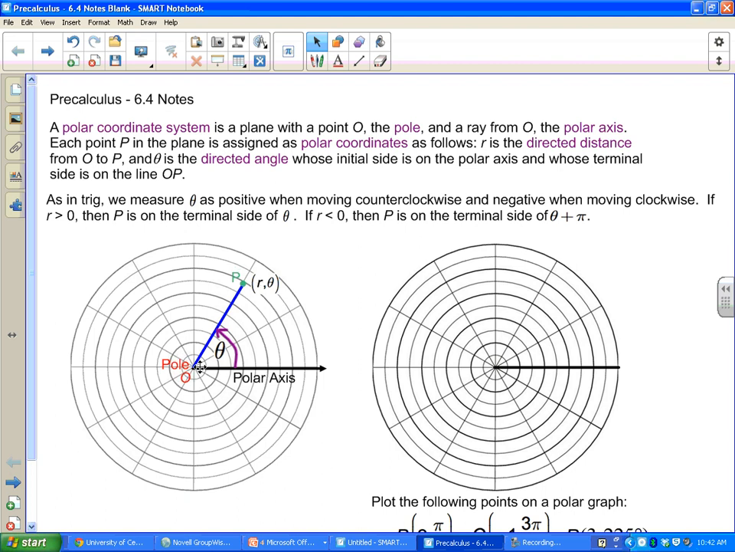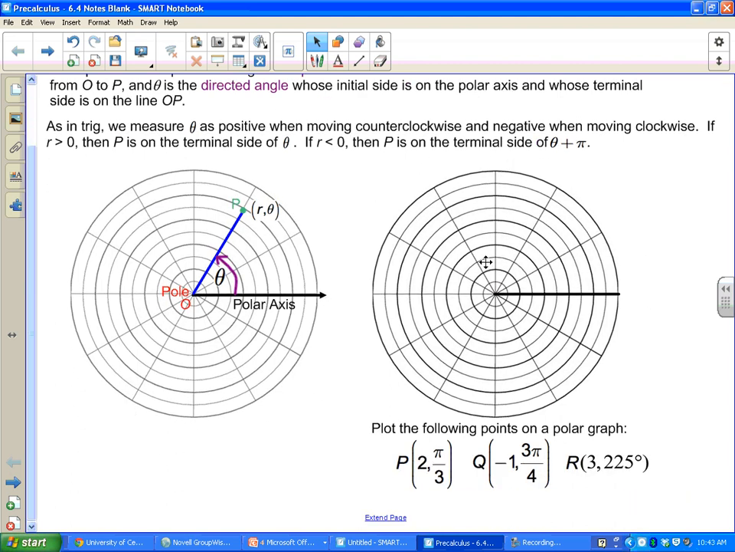The r is like a radius, kind of. Once we know where our theta is, we are going to go out so many lines. Whatever r is, that's how many lines we're going to go out to graph. So let's try that. Right here, we're going to graph these 3 points.